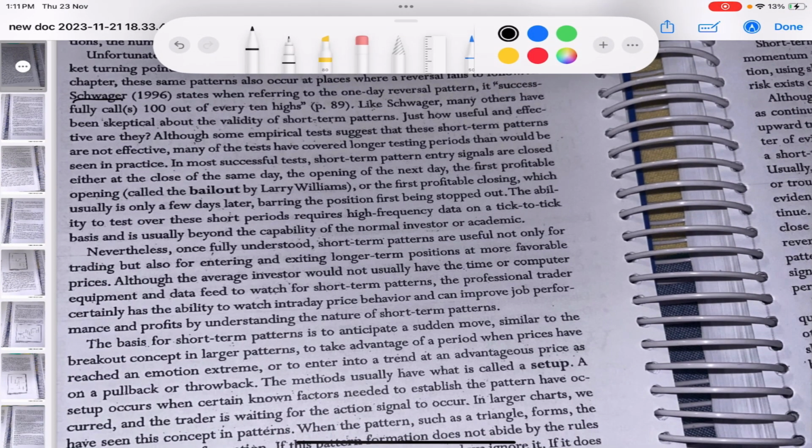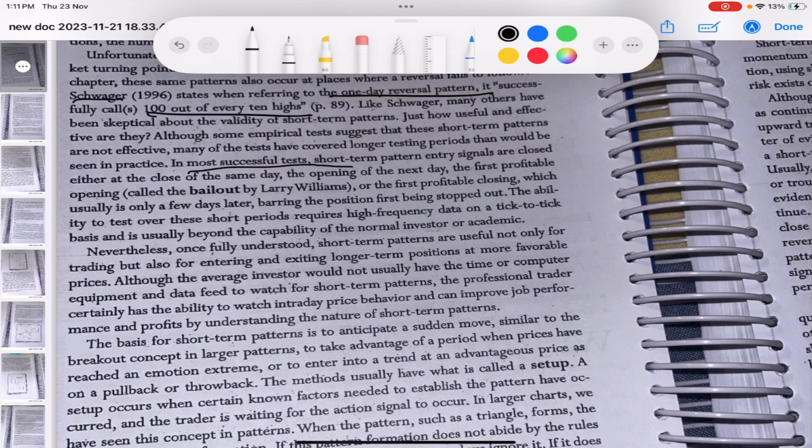Schwager states that when referring to 1-day reversal patterns, it successfully calls 100 out of every 10 highs. Like Schwager, many have been skeptical about the validity of short-term patterns. People obviously trust long-term patterns more than short-term patterns, because short-term patterns have a larger failure rate, because of the noise and the erratic movements.